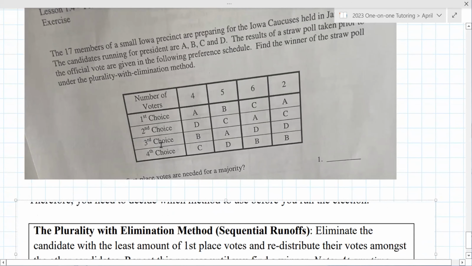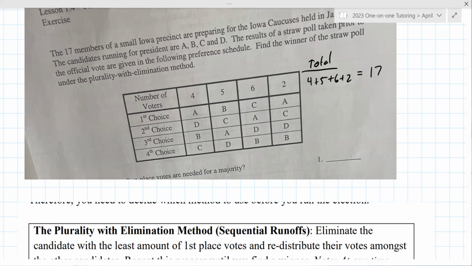Okay, so the first thing up here is you do need the total number of votes. The total number of votes is 4 plus 5 plus 6 plus 2, which is 17. Okay, so a majority just means one more than the middle. So the majority here is 9. Could you explain that again, please?